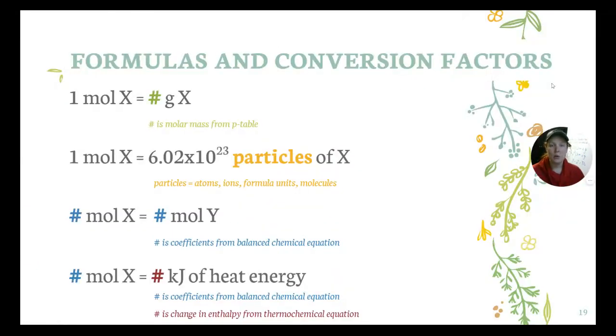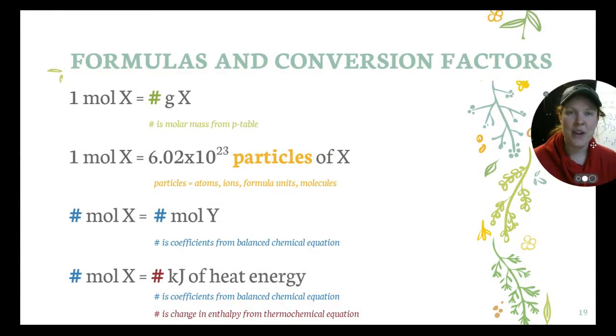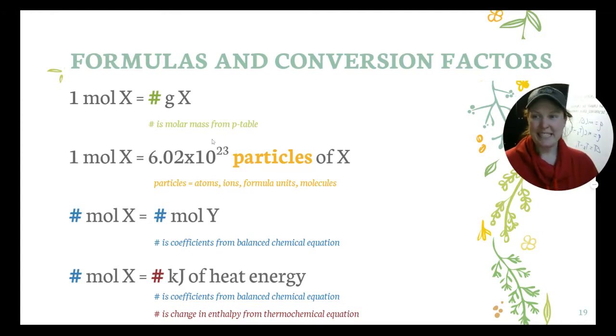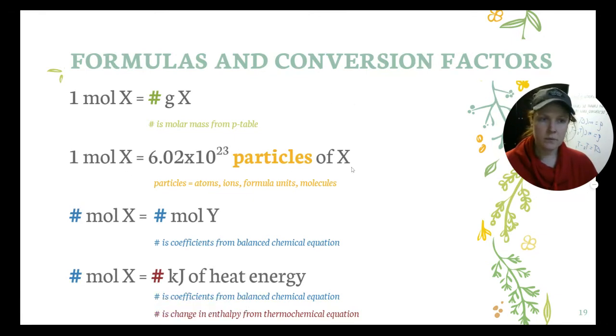And before we do that, we need to refresh our memory on the finer points of conversion factors and formulas. So these are the conversion factors that we are going to be using today. Actually, we don't even use the particle ones at all today. It's possible, but it's not going to happen as often as you think. The focus here, remember, we've got 1 mole of X is equal to number of grams of X, and that number is from the periodic table. It's the molar mass, grams per mole, right? 6.02 times 10 to the 23rd particles of X per 1 mole of X.